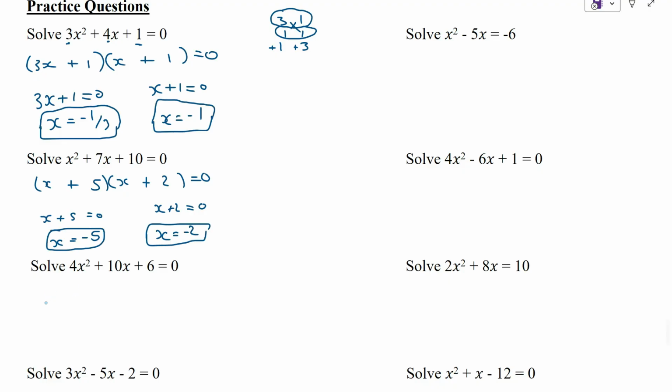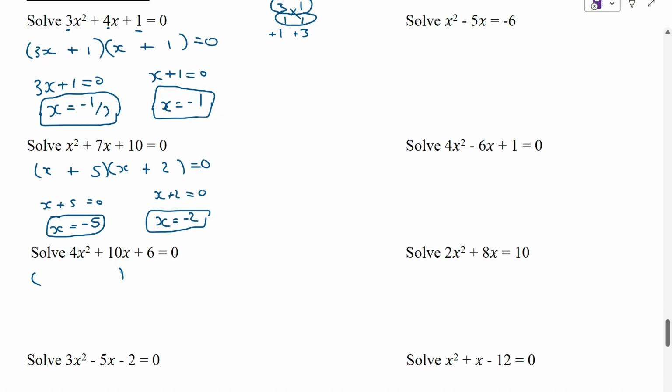Okay, moving on to the third one. Format is correct. Double brackets. So two numbers to give us 4, two numbers that multiply to give us 6. So we'll try 2 and 2 and 3 and 2. Here we get 6 and 4. So yeah, plus 4 plus 6 gives us plus 10. So these two are our brackets. So let's copy that over: 2x plus 2, 2x plus 3. And we're going to add in both of them.